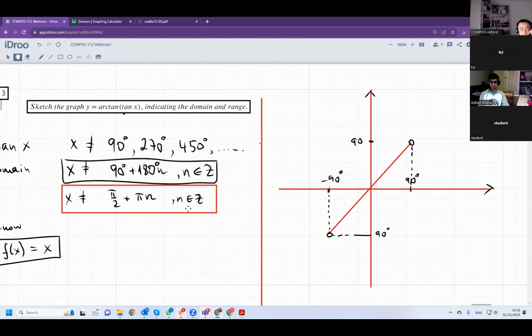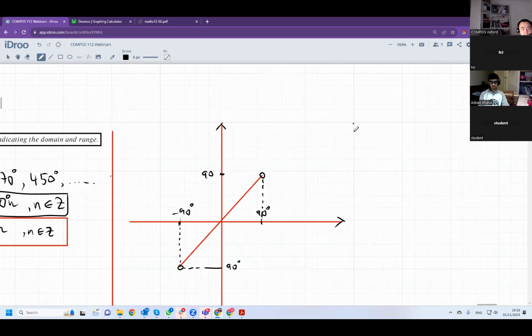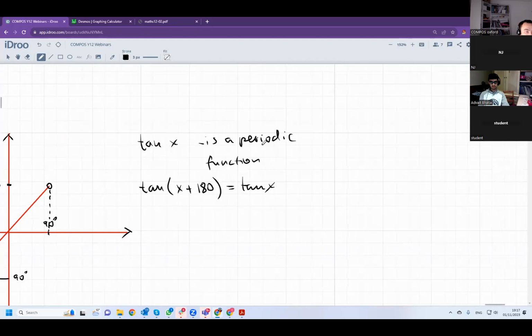Now, tan x is a periodic function. What does it mean? That tan of x plus 180 degrees is equal to tan x. Yes, it repeats with a period of 180. So tan x repeats itself with a period of 180.